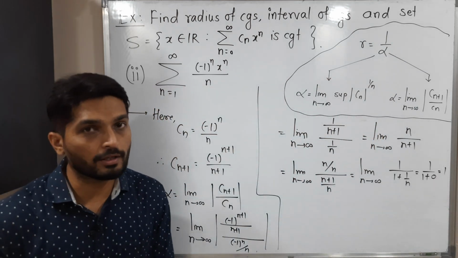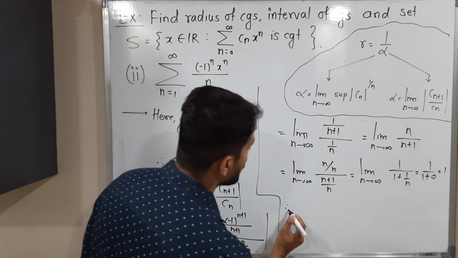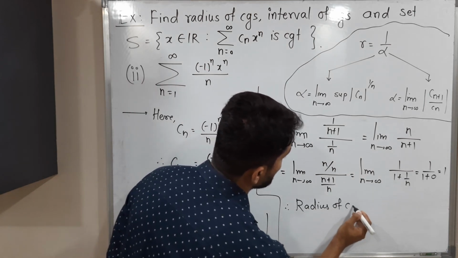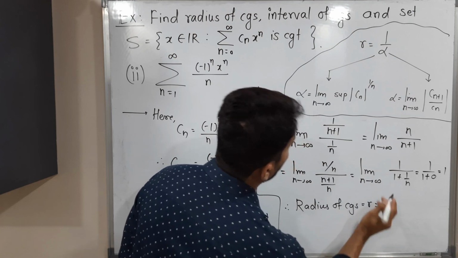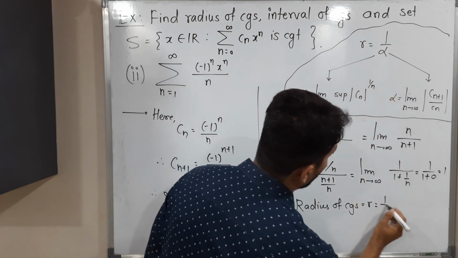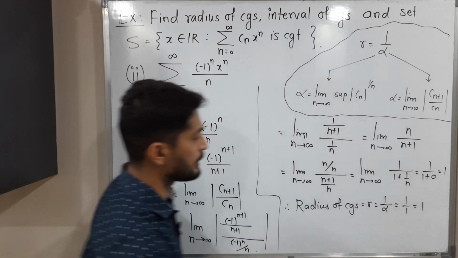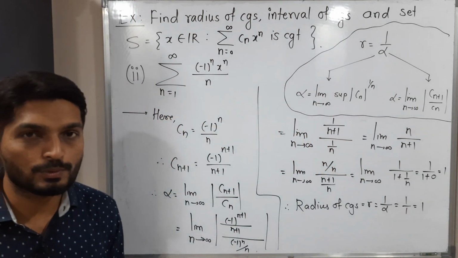Now I will go for the radius of convergence. We denote the radius of convergence by r, and it has the formula 1 by alpha. We got alpha as 1, so 1 by 1 is 1. So finally I got the radius of convergence, which is 1.